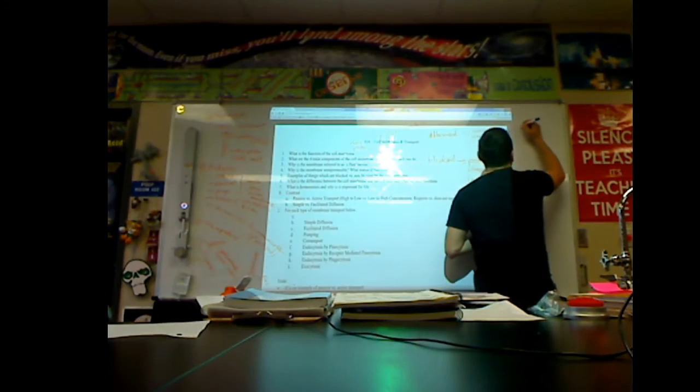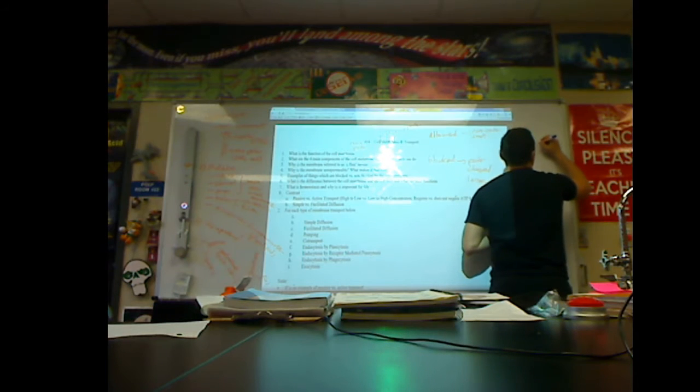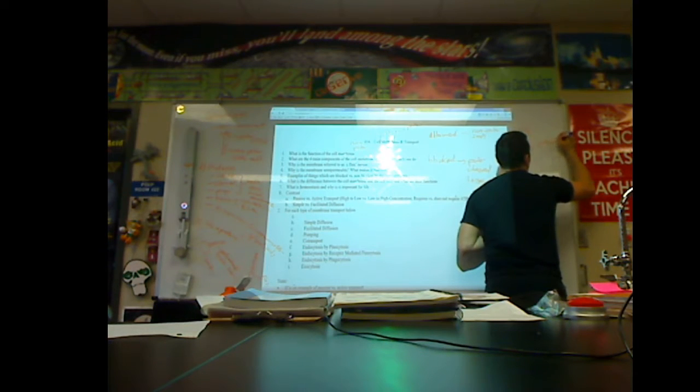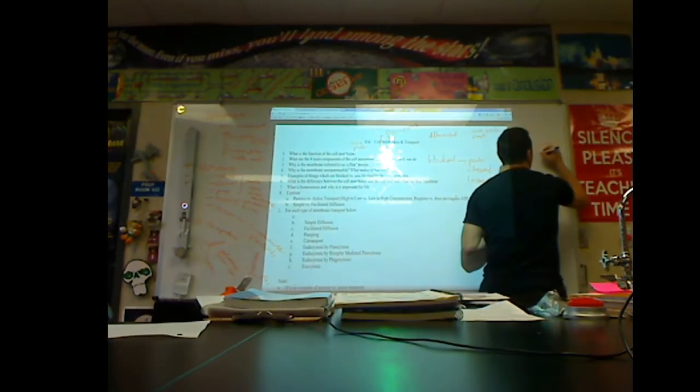So, for example, carbon dioxide, oxygen, and fats, such as, for example, steroids, hormones, or cholesterol, get through with no problem. It's like the membrane is not even there.